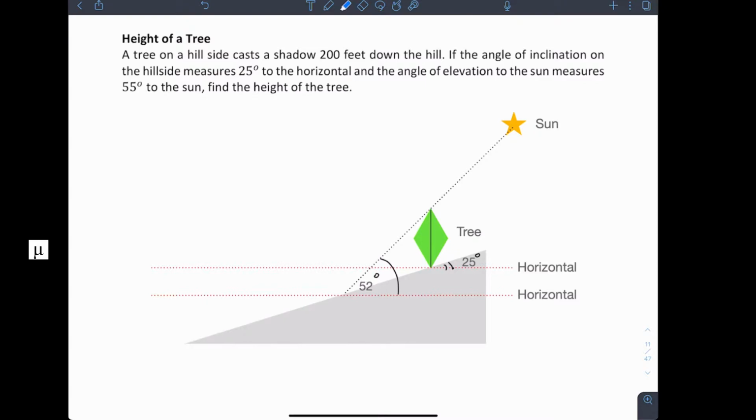Well, this one is a height of a tree question. So what are they saying in this one? They say a tree on a hillside casts a shadow 200 feet down the hill. So that first sentence, what do they mean? You have the sun, and of course you guys know sun rays. These are sun rays. This is a sun ray.